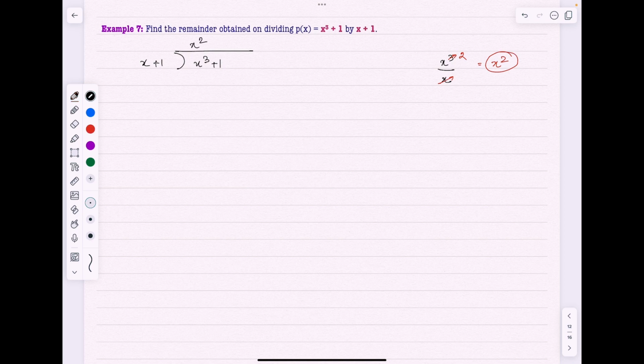So x square into x is x cube, and plus 1 into x square is x square. So subtracting, x cube minus x cube is 0. This becomes minus 1 minus x square. So this becomes x minus x square plus 1.